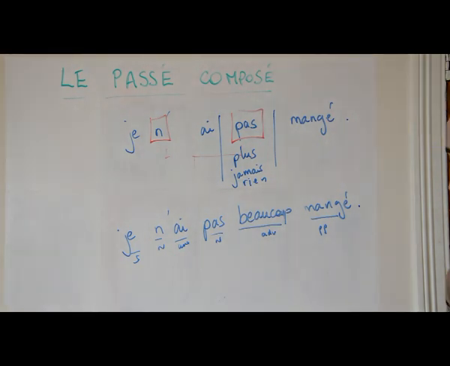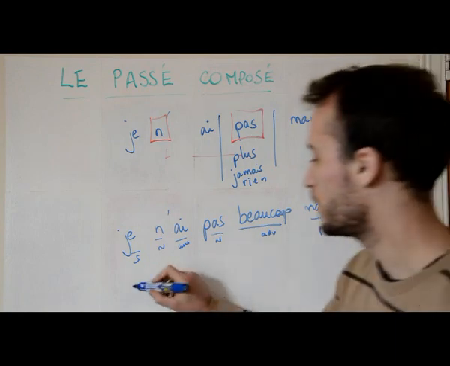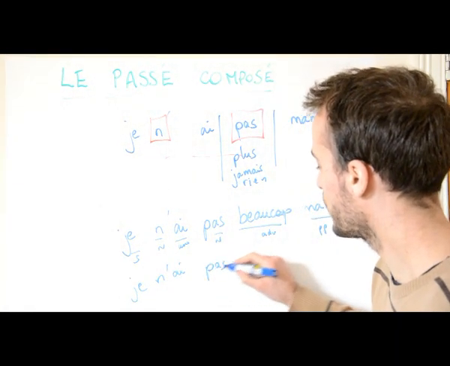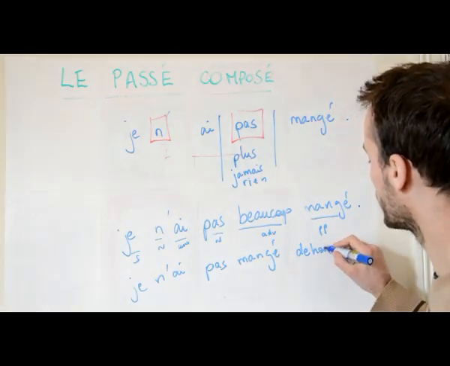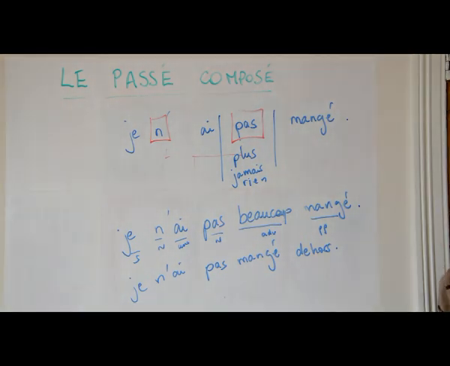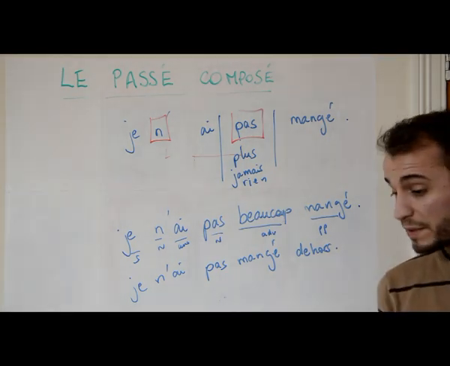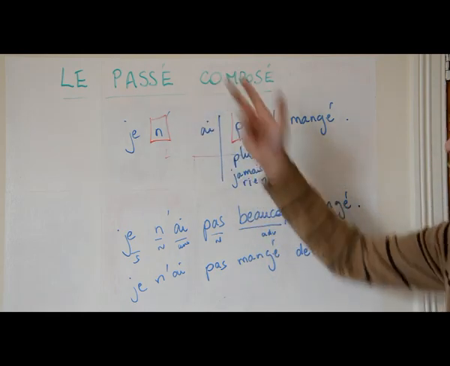If it's an adverb of time and space, as I said, that it goes after, then it will be je n'ai pas mangé dehors. I didn't eat outside. I haven't eaten outside. So that respects the logic: pas in between the auxiliary and the past participle, and this adverb, because it's time and space related, goes after, as I said. So yeah, that's it. I think I said everything for the Passé Composé.